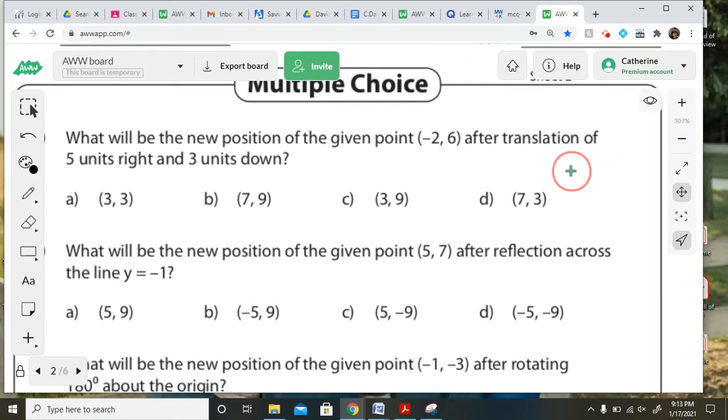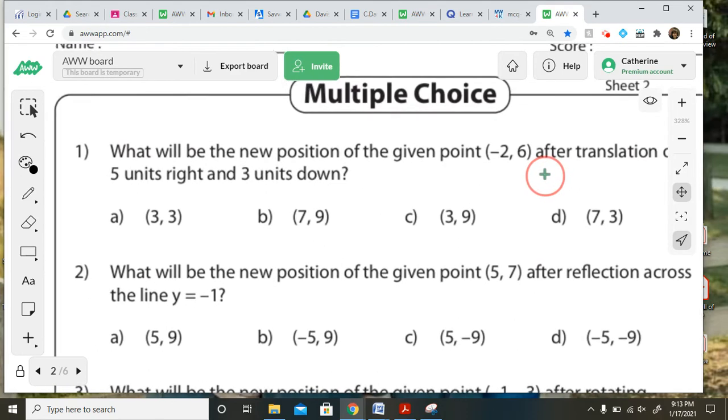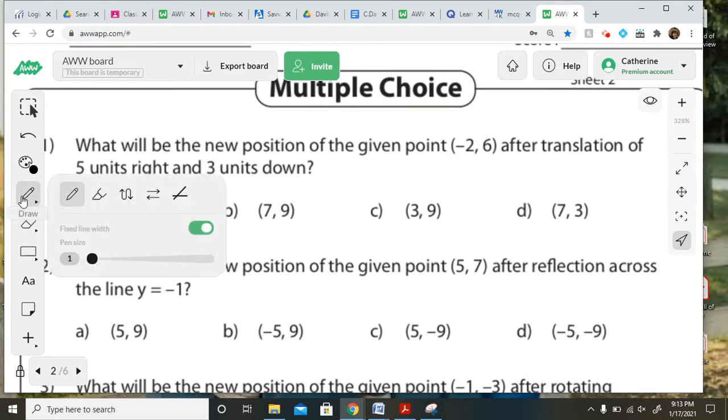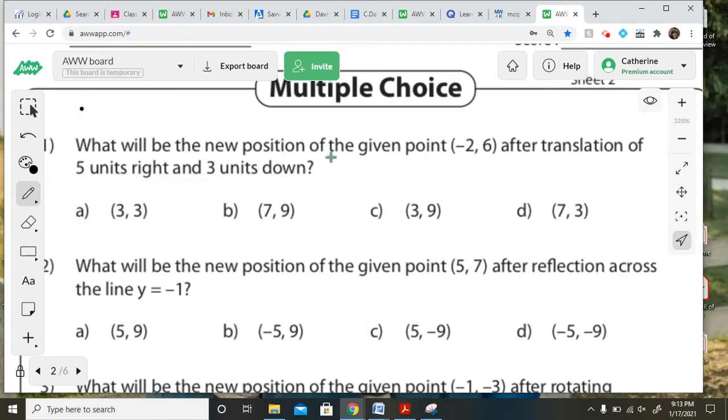And we may have some new things that we run across in this, if I'm remembering right. What will be the new position of the given point, -2, 6, after translation 5 units to the right, 3 units down? Well, the right would be going in the positive direction, so we'd be adding 5. 3 units down would be subtracting 3. -5 + 2 is the same thing as 5 - 2, which is 3. 6 - 3 is also 3, and A is our answer.